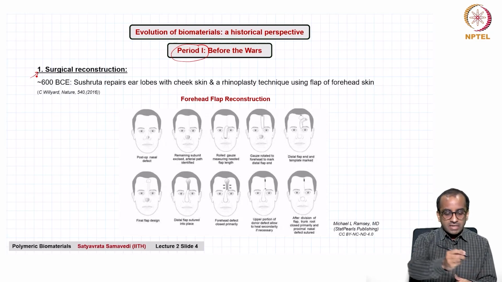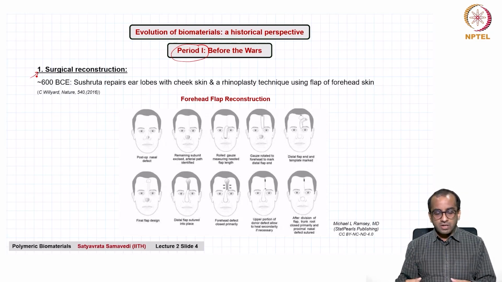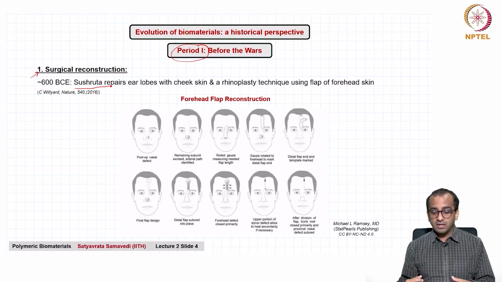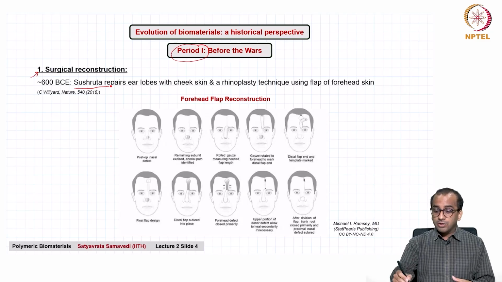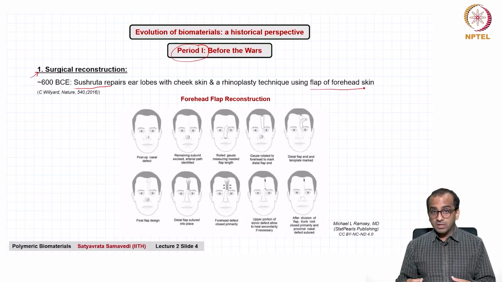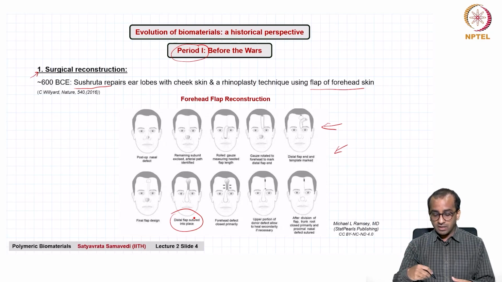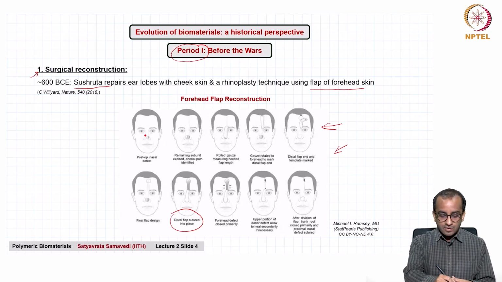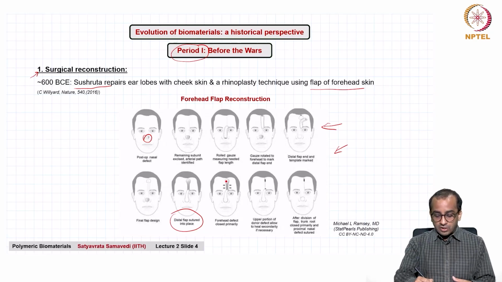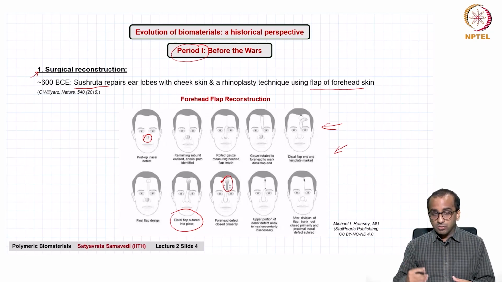And we will first begin with the example of surgical reconstruction here around 600 before the Common Era, where Sushruta is supposed to have repaired earlobes with cheek skin and is said to have pioneered a rhinoplasty technique using a flap of the forehead skin, and shown here is the schematic representation of that technique, where after making the measurements here, the distal flap is now sutured into place for a nasal defect as shown here, and the forehead defect from which the flap is taken is closed permanently.